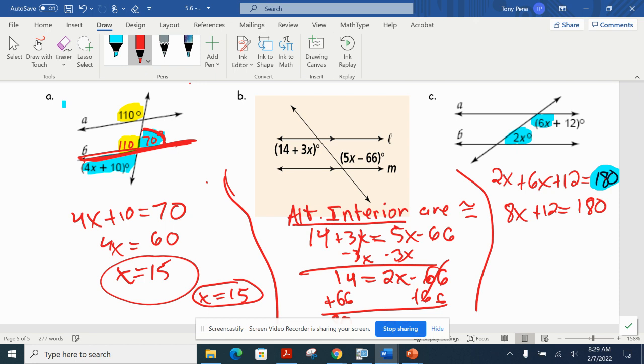All right, combine your like terms. Subtract that 12 over. And what did you get, Monica? Good. And then 168 divided by 8 is 21. Okay.